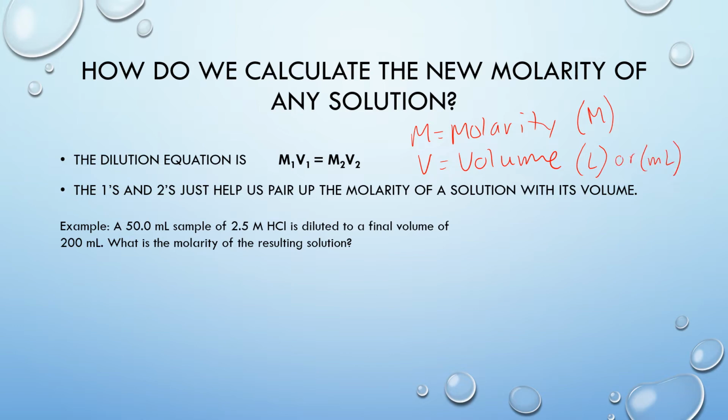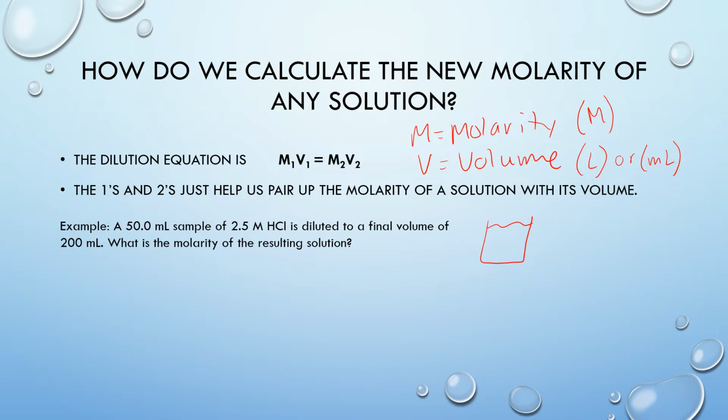The key when we're using this equation is that as long as your units for volume are the same, you can use either one. They just have to be consistent. So a question might look like this example. A 50 milliliter sample of 2.5 molar HCl is diluted to a final volume of 200 milliliters. What is the molarity of the resulting solution? Let's just sketch this and see what's going on.